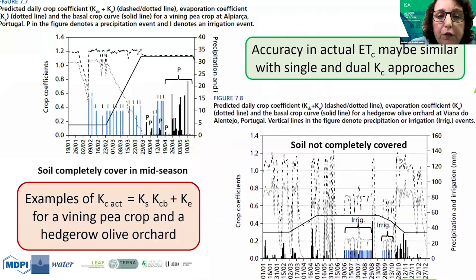correctly the crop coefficient. Here are two examples of good accuracy. On the left side, you have vining peas for the industry, which were well managed. And on the right side, you have an olive orchard, where we have good accuracy also using measurements of the soil water balance.